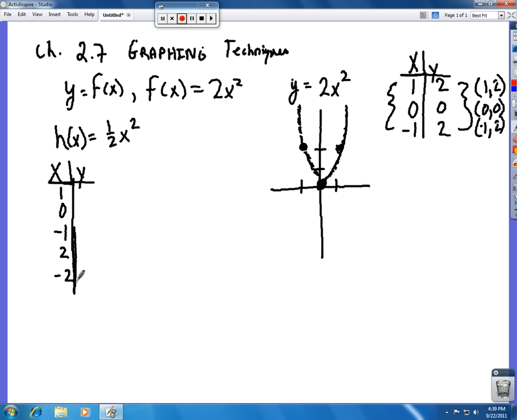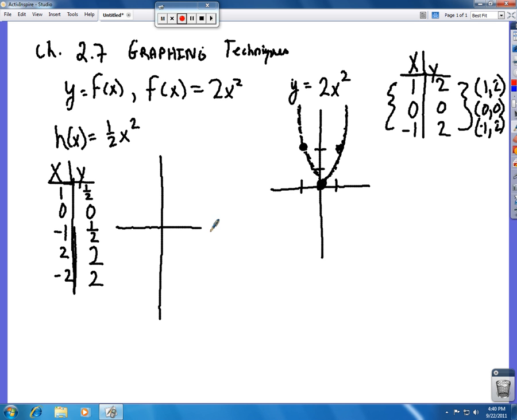1 squared, 1 times 1/2 is going to be a half. Plugging in the 0, you're going to get a 0. Plugging in the negative 1, you're just going to get positive 1/2 again. Plugging in the 2, 2 squared is 4. 4 times 1/2 is 2. Negative 2 squared is 4. Again, same thing, going to be 2.